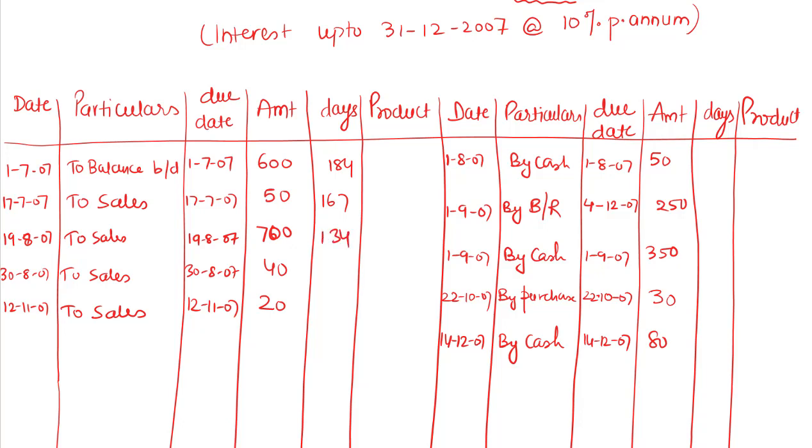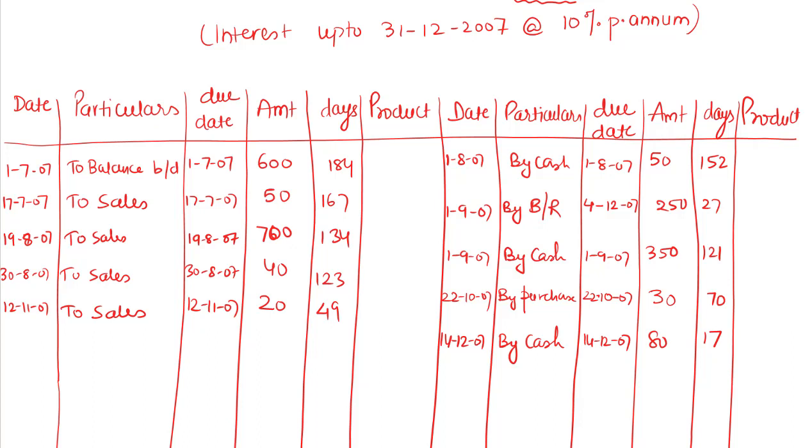It is 134 days over here. 123 days. 12 November: 30 minus 12 plus 31, 49 days. Do the calculation of days on the credit side. 152 days, excluding these dates. 27 days, 121 days, 70 days, 17 days.